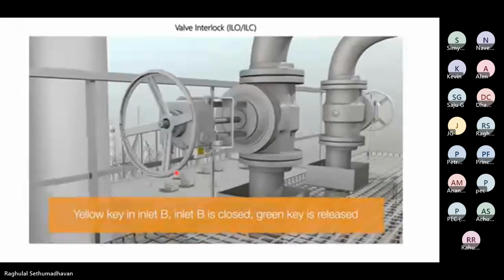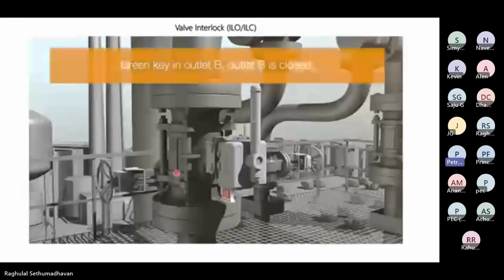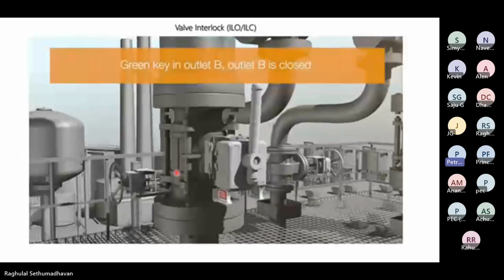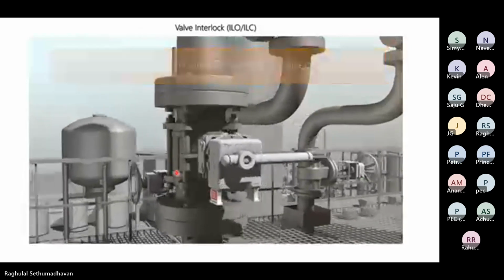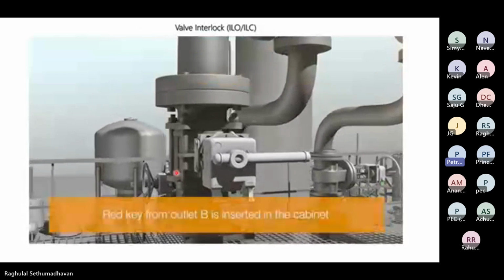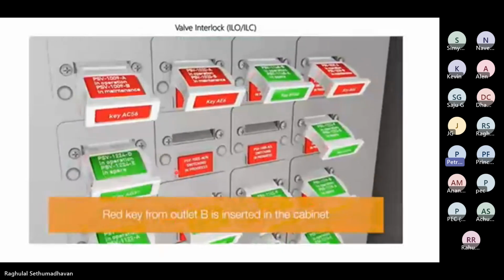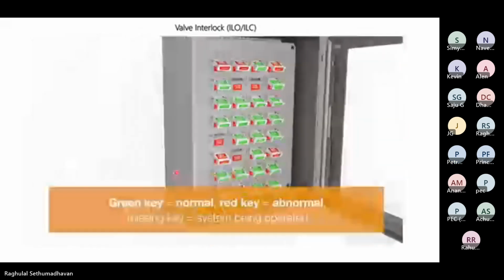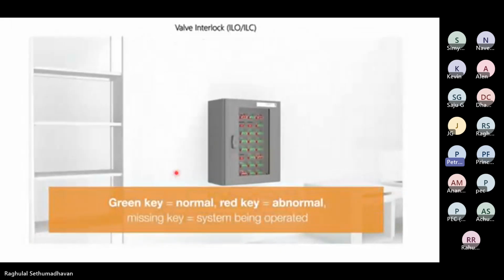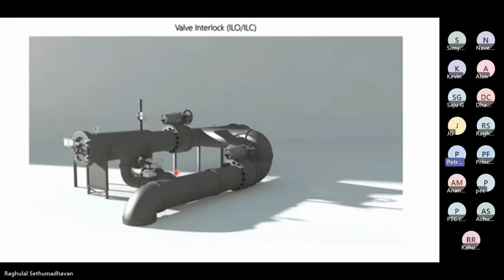So as you see, when opening a valve, first we need to isolate a valve. Then only we can get the other key from inside the valve which we closed. Then only we can open the other one. After the operation, it will be stored in the key set.